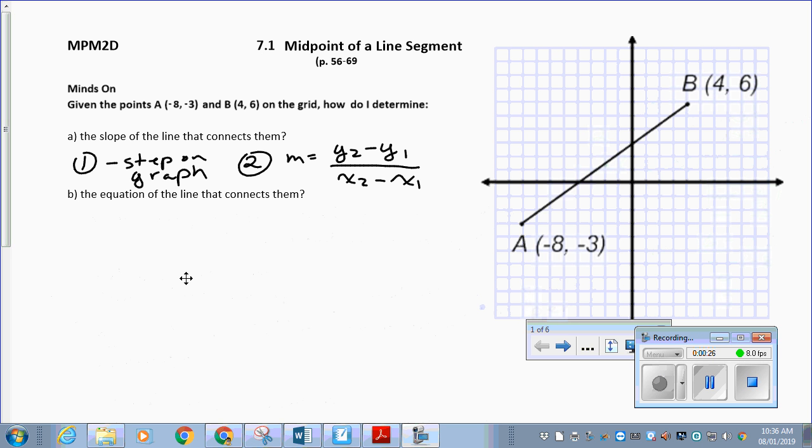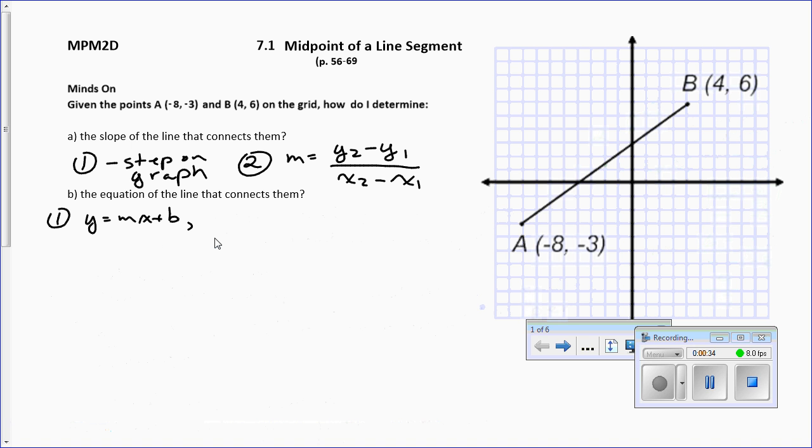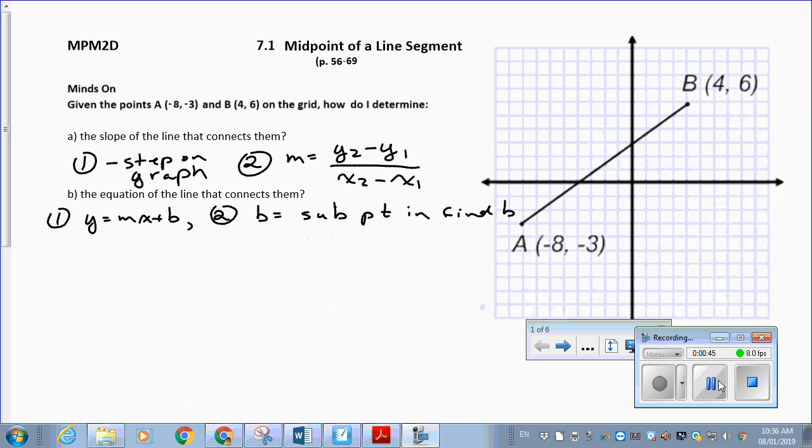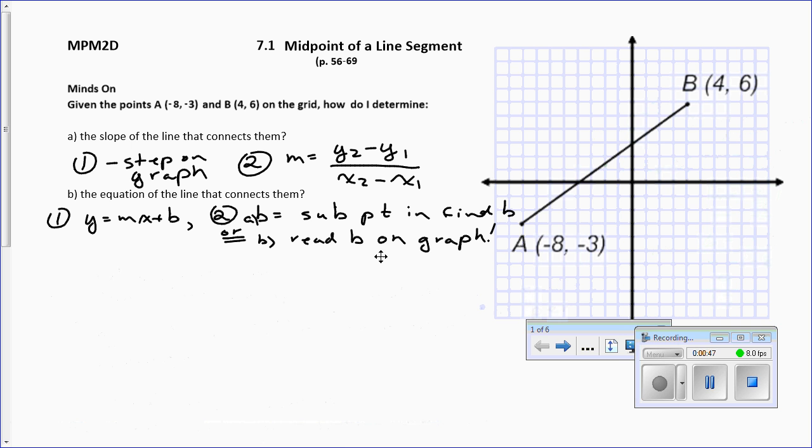Suppose I take a look at the equation of the line that connects them. The key idea would be to simply start with y equals mx plus b. You have your slope that we calculated from before, but then we need one of the points, either A or B, and substitute into the equation and solve for b. Or what we could do is read that stuff directly off the graph. Now, graphs aren't necessarily accurate, so be very wary of them.